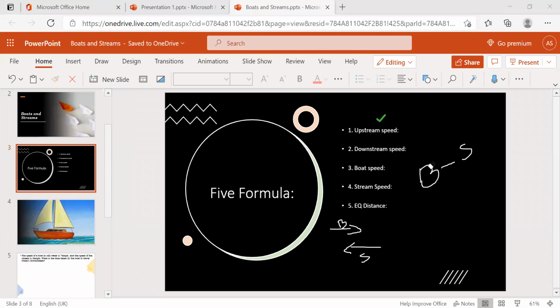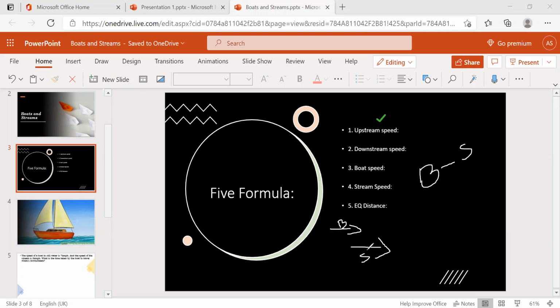Second case: downstream speed. Here the boat flows in one direction, and the river also flows in the same direction. If you are traveling on a slope, maybe on a bicycle or a car, whatever it is, your speed will increase automatically, right? So why is it increased? It is the slope. Here also it is the same.